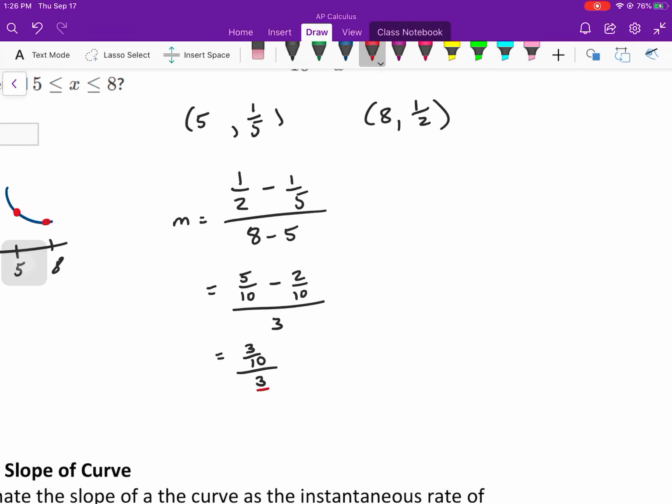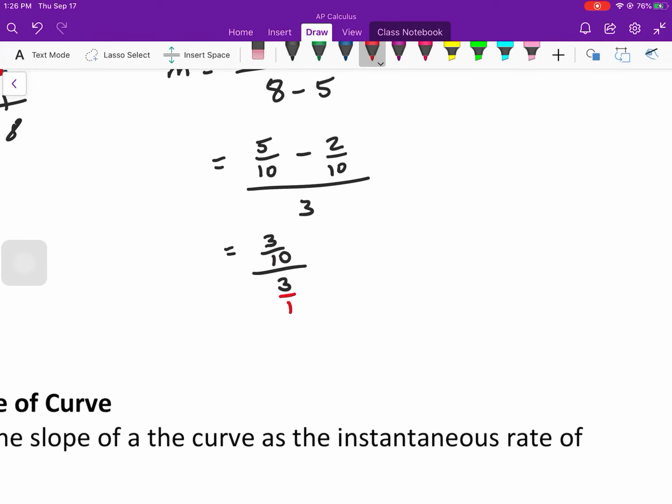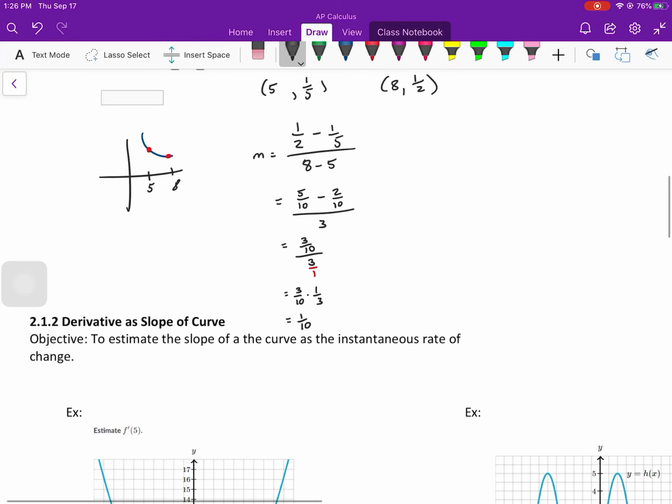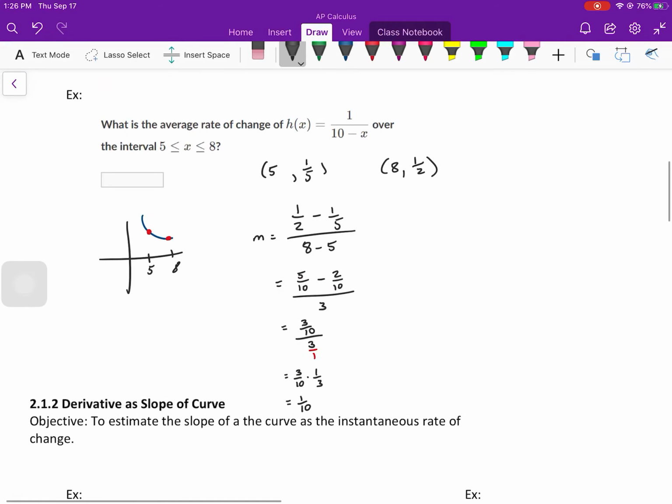And technically that's a 3 over 1, right? Because we have a fraction over a fraction. So what I'm going to do is take this bottom fraction, flip it, and multiply. So 3 over 10 times 1 over 3 is 1 over 10. And let me just move that a little bit. Well, actually, that's it for this video.